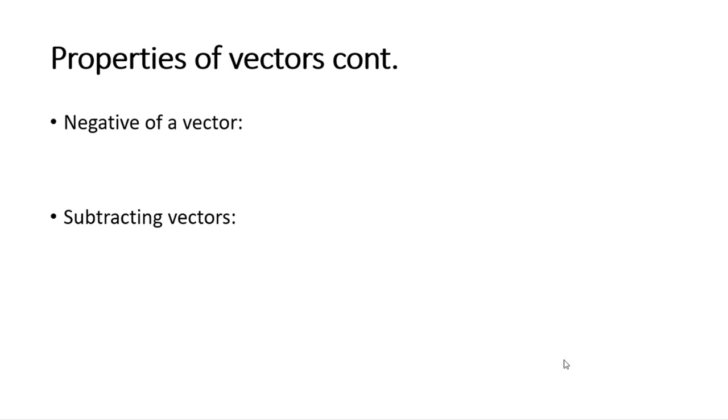Now, the negative of a vector. It is the vector that when added to a vector A gives zero for the vector sum. What does that mean? If a vector A is given and I add negative of A, then I get a null vector. Basically, this is also a vector. Negative A is the negative of vector A. So if A is in this direction, then negative of A will be in the opposite direction with the same magnitude.